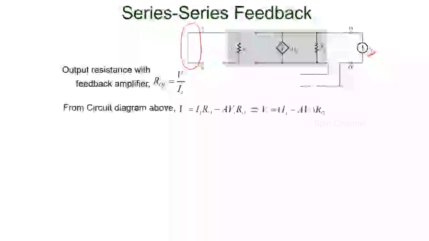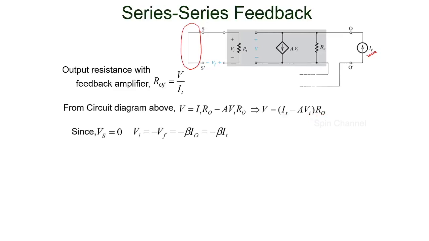From the circuit diagram, we can write the output voltage as the drop across the resistor R0 and the drop across the current source. So it's A into Vi into the output resistance R0. This can be written as the test current IT, minus A into Vi into R0. Since the source voltage is 0 here, Vi can be written as minus Vf, that is equal to minus beta into I0, which is minus beta into the test current that is applied here.